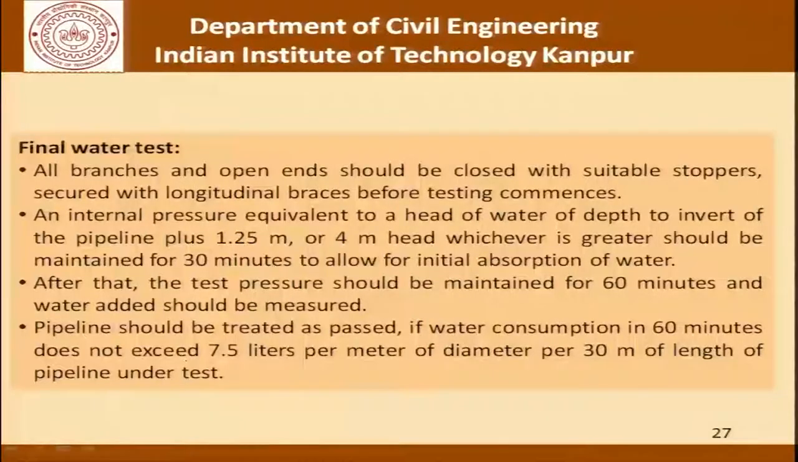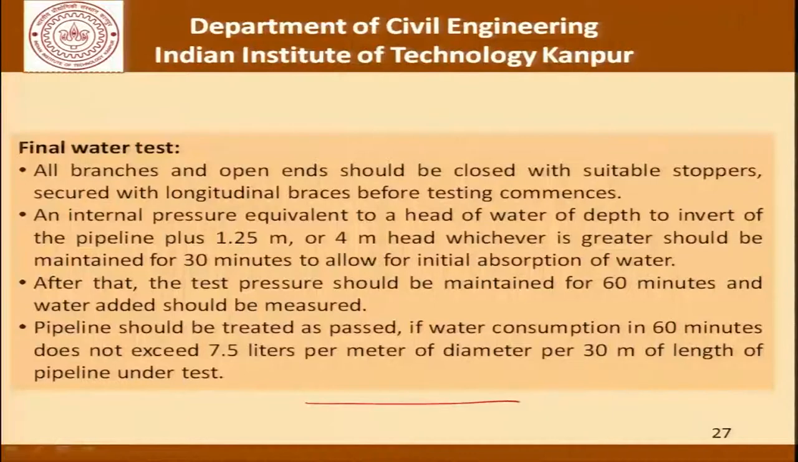Now, coming to the final water test, all branches and open ends should be closed with suitable stoppers, secured with longitudinal braces before the testing commences. An internal pressure equivalent to the head of water of depth to invert of the pipeline plus 1.25 meters or 4 meters head, whichever is greater, should be maintained for 30 minutes to allow for initial absorption of water. After that, the test pressure should be maintained for 60 minutes and water added must be measured. The pipeline should be treated as passed if the consumption in 60 minutes does not exceed 7.5 liters per meter of diameter per 30 meter of length of the pipeline under test.